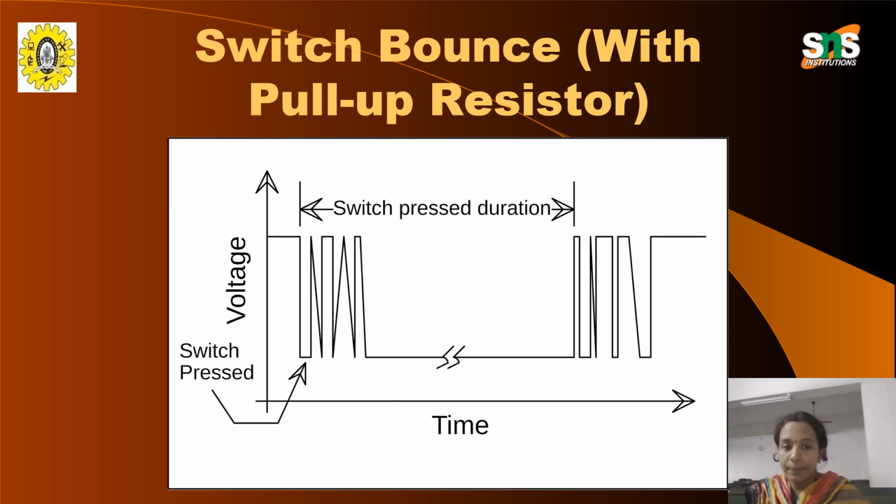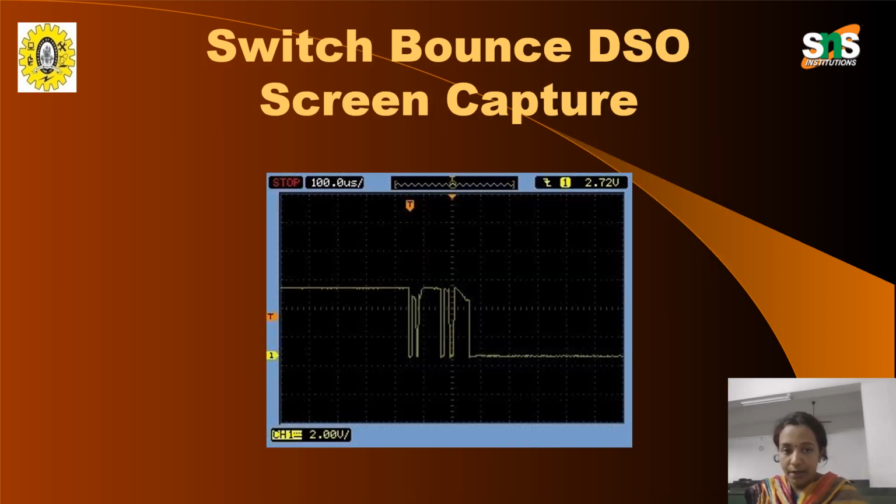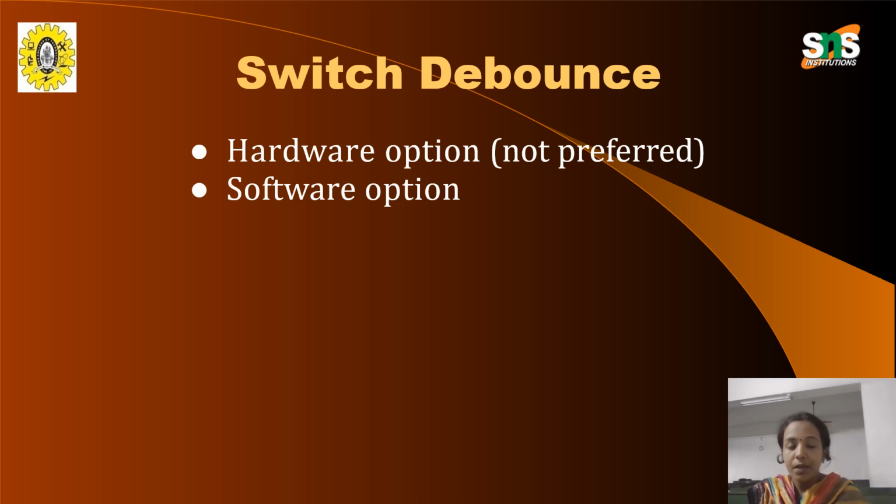Switch bounce with pull up resistor. So here we have the graph between voltage and time. We can find the fluctuations between the voltage and the time. Switch pressed duration, switch pressed. So this is a graph between voltage and time. This is the simulation actually. Switch bounce can be handled in two ways. One is a hardware option and another one is a software option. The hardware option is not usually preferred, but the software option can be done.